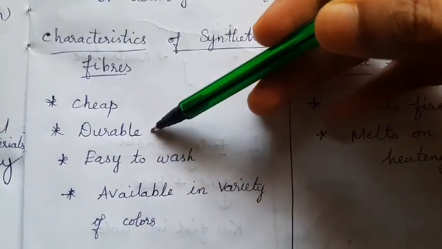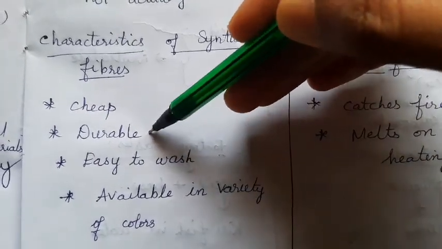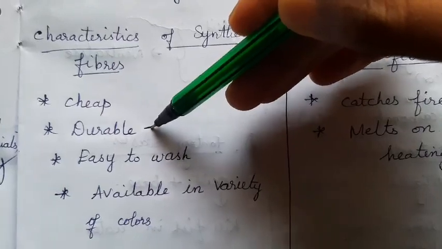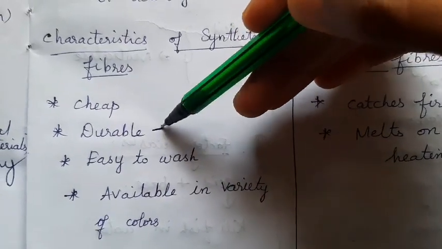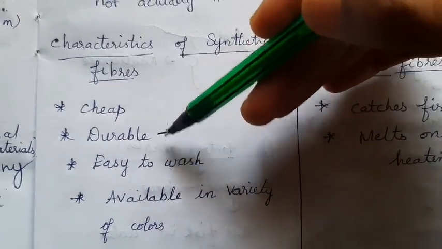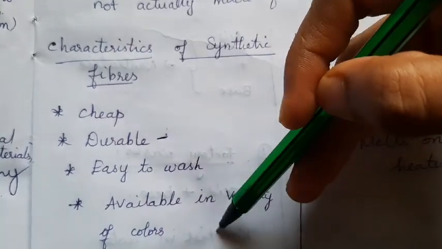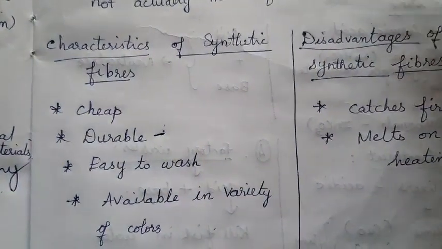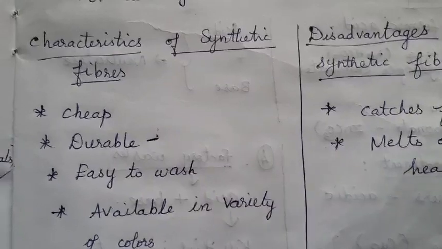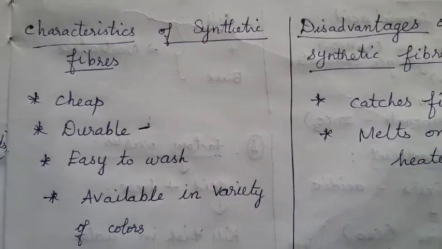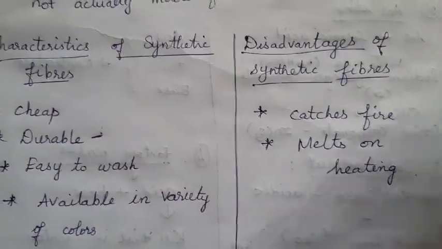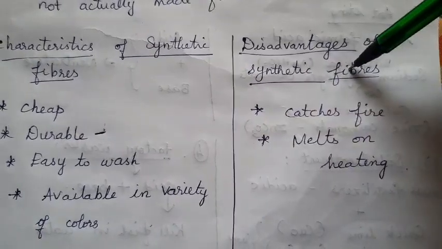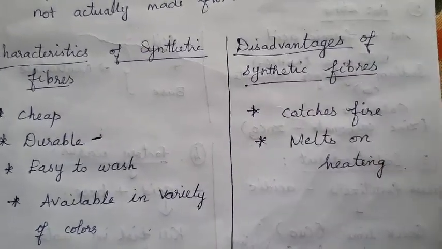Durable, what do you mean by durable? Lifelong. They give a very good life. They stay and provide their benefits for a long period. Easy to wash and available in a variety of colors. Yes, I can mix it with dye and make use of it in whatever color I wish for. Disadvantages of synthetic fibers is they catch fire and melt on heating.